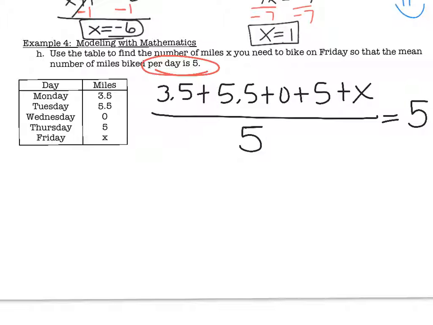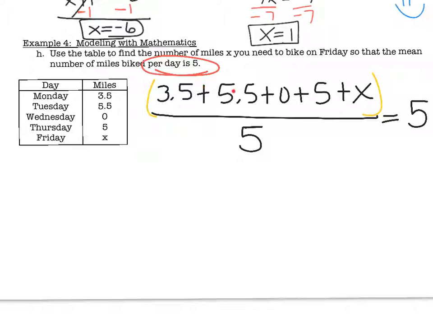A couple things you can do here. Anytime you have a bunch of stuff on the top of a fraction in the numerator, it sticks together. So it's as if there is a parentheses. You don't have to write the parentheses, but it acts that way. So there's a couple ways we can do this. We could combine all of these like terms and get it to add to x, which is what I'm going to do, so we have less to write.